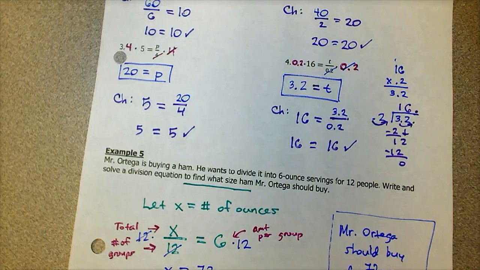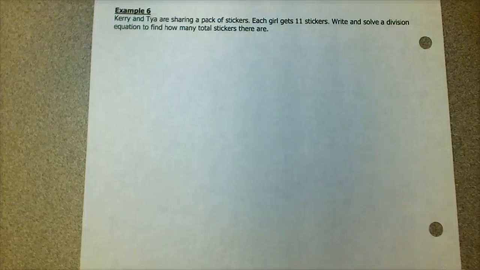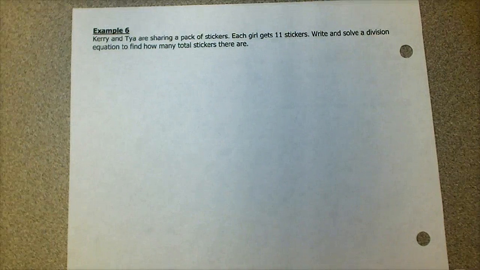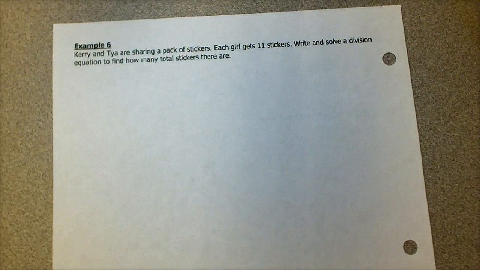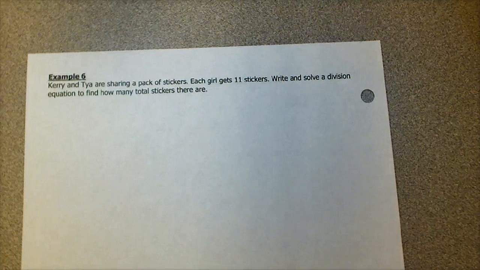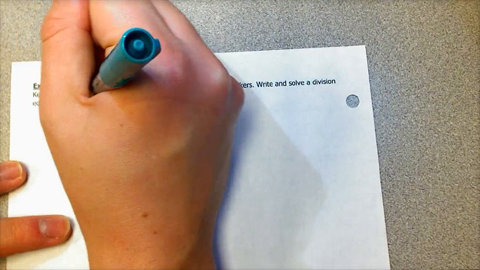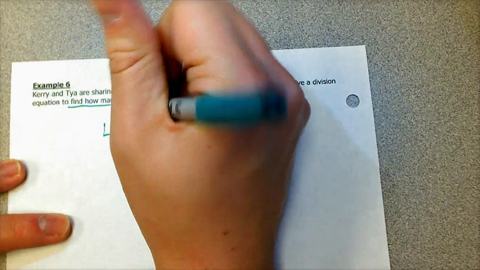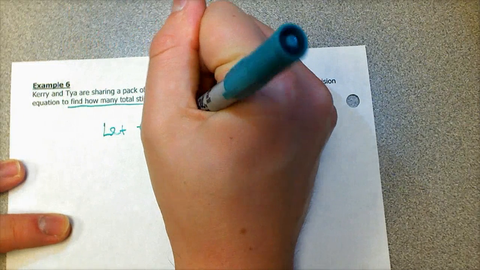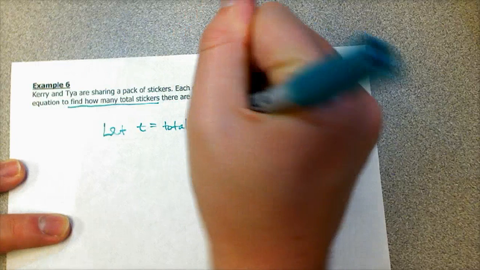Okay, and then finally, number 6. It says that Carrie and Tia are sharing a pack of stickers. Each girl gets 11 stickers, and again, we need to write and solve a division equation to find how many total stickers there are. So we're trying to find, in this case, the number of stickers total. So we could say, let T equal total number of stickers.